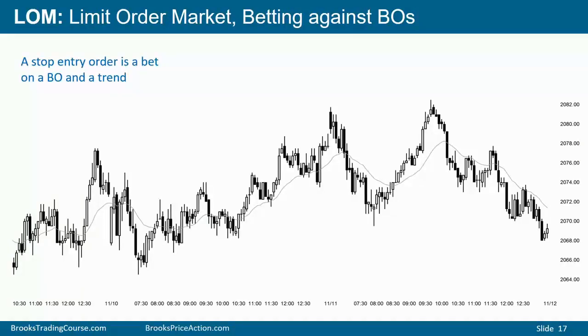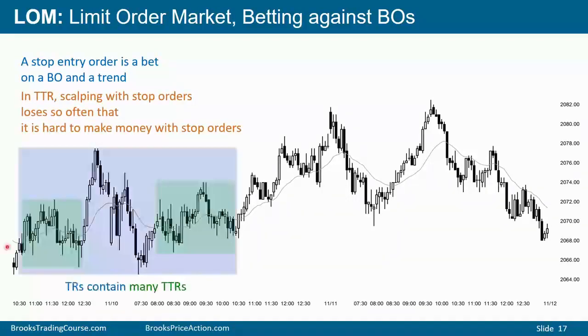A stop entry is a bet on a breakout and a trend. When the market's in a tight trading range, instead of buying with stops at the top, betting on a trend, it's better to sell with a limit order at the top, betting on a continued tight trading range. Instead of selling with a stop at the bottom, betting on the conversion into a trend, it's better to be buying with a limit order, betting on a failed breakout and a reversal back up into the tight trading range. When the range is very tight, most traders should not trade.